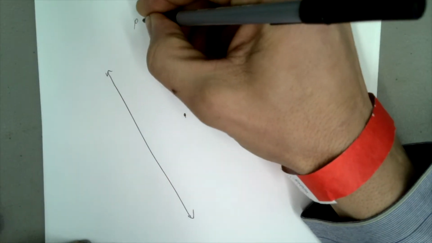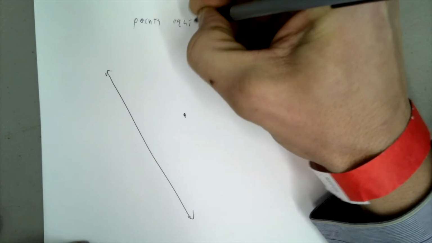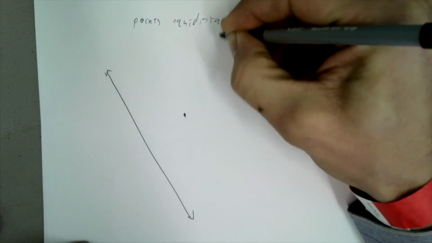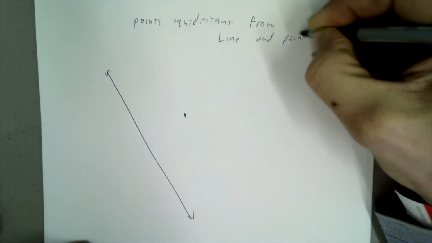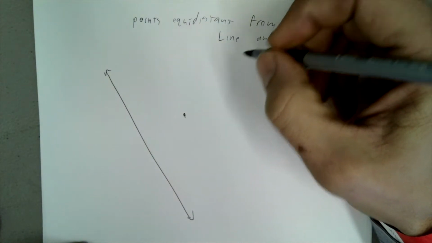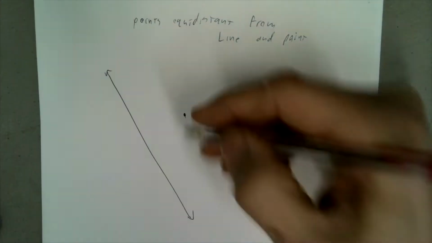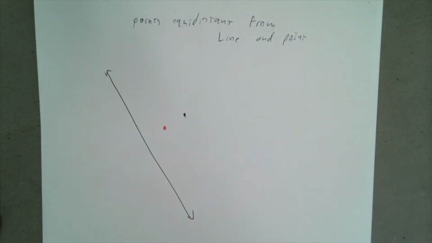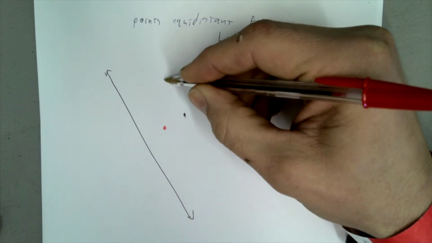What if we look at the points equidistant from the line and the point? There would be one that would be halfway between them in a straight line. There'd be a point right there. But if you go a little further away from the line, you could also get a little further away from the point.